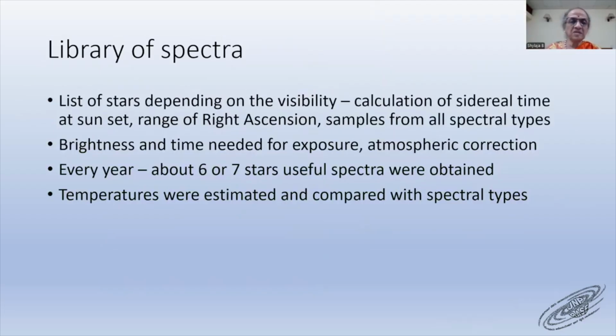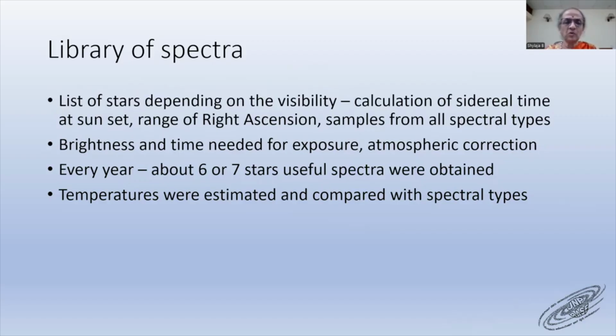So now we decide to make a library of spectra. So many stars have been studied, and then they are now enthusiastic to go do this experiment themselves, go to the telescope. So how do we prepare the list of stars? We have to start with the calculation of the sidereal time at sunset on the range of right ascension of stars that are available through the night, and then because we have only one night at our disposal, we have to collect as many samples of all spectral types.